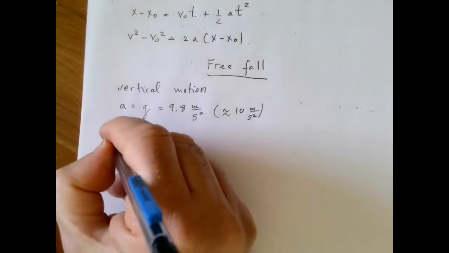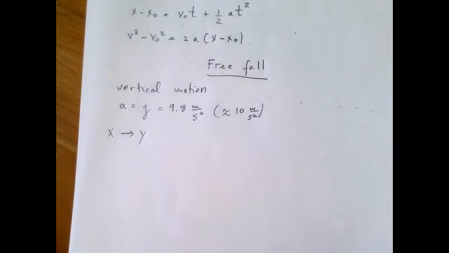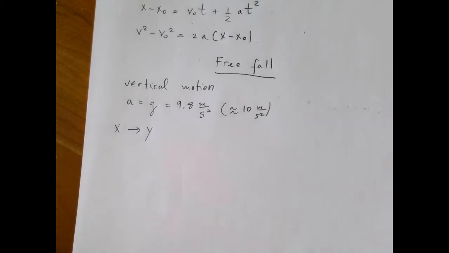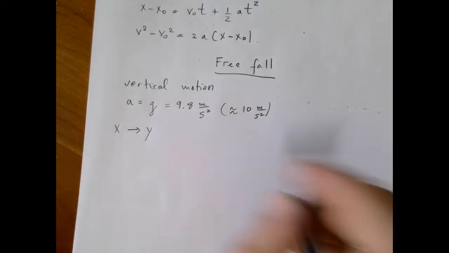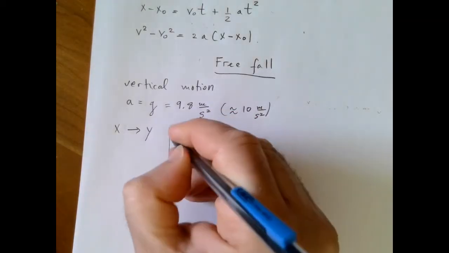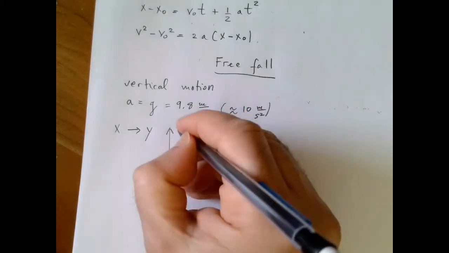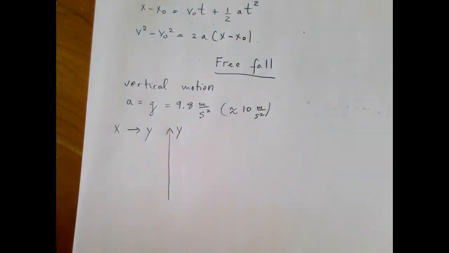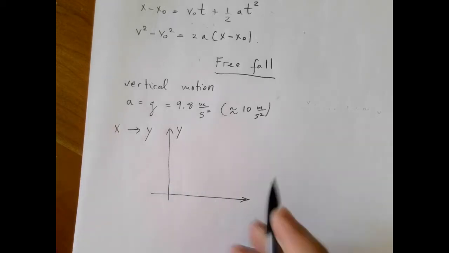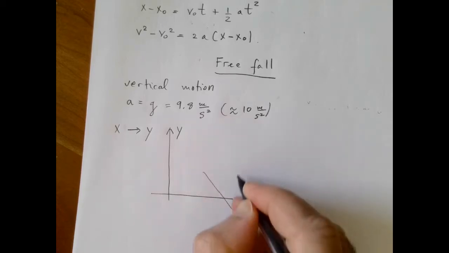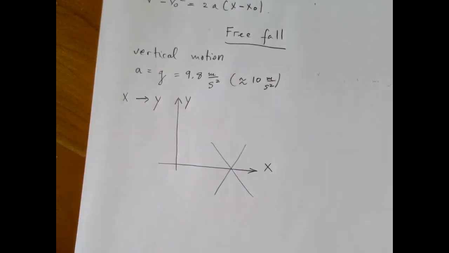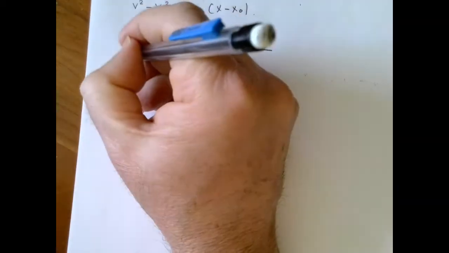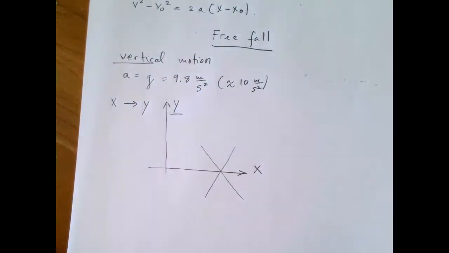First, all the x's will become y's. This is just a cosmetic notation, but because the motion occurs vertically, traditionally we label the vertical axis as y. And in fact, in this case, there is no need for the x-axis. The motion happens vertically, that means the y-axis will be enough.